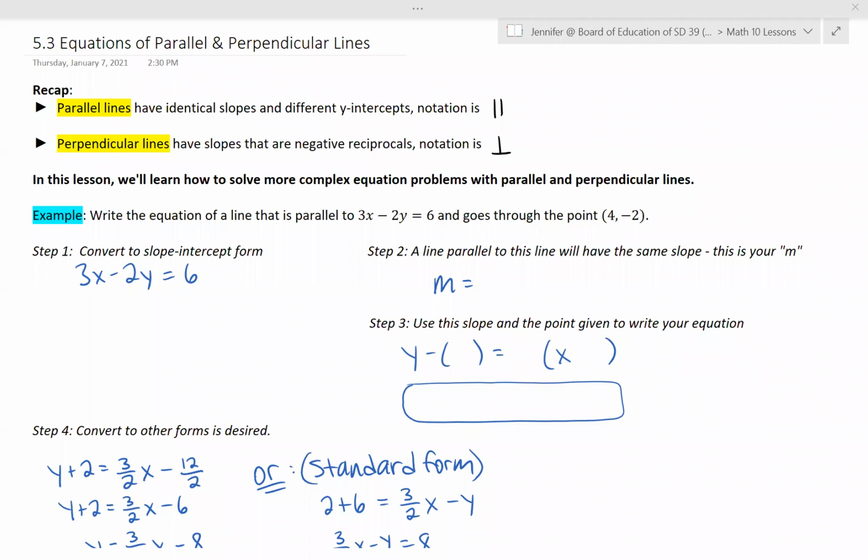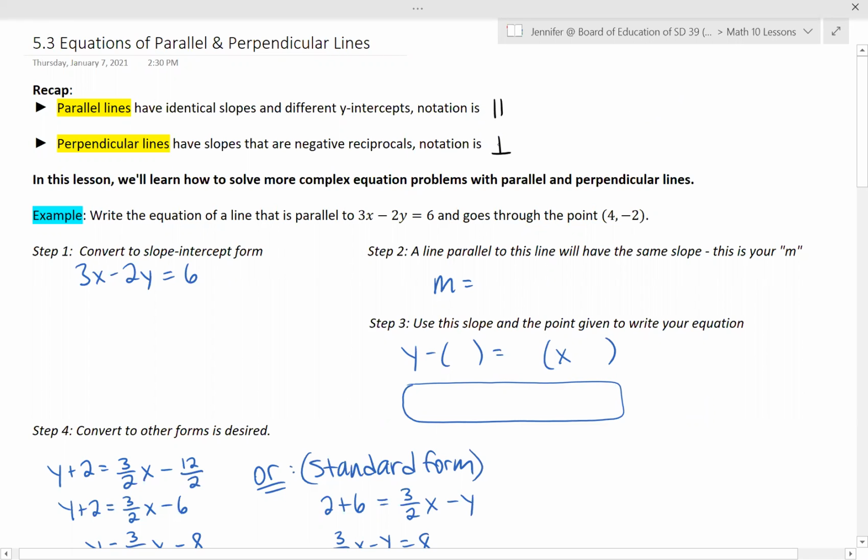This is lesson 5.3, equations of parallel and perpendicular lines. We learned about these in previous lessons, and what we know is that parallel lines never intersect each other. Their equations have identical slopes and different y-intercepts. So if we had our y equals mx plus b, the m's have to be the same and the b's have to be different. The notation for parallel lines is two straight lines that never intersect.